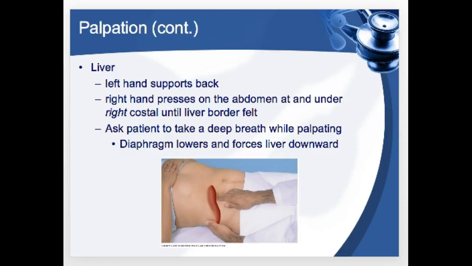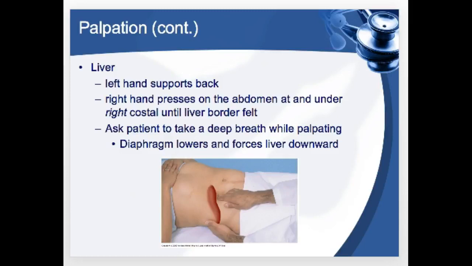When you're palpating the liver, it takes a lot of practice. We will practice this in lab, but you'll ask the patient to lay flat. So the patient should be laying down. You can see here that the clinician's non-dominant hand is behind the patient's back and their dominant hand is on their abdomen. And you're pressing underneath the right costal margin. So you're pressing not only down in the abdomen, but also up and anterior, to get your fingers underneath this costal margin in order to feel the liver border.